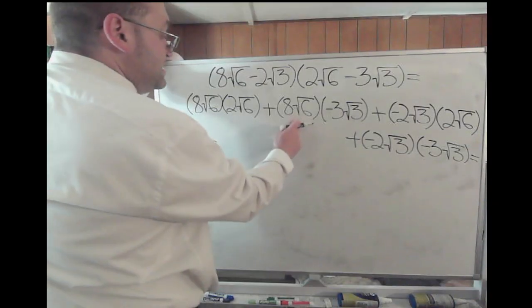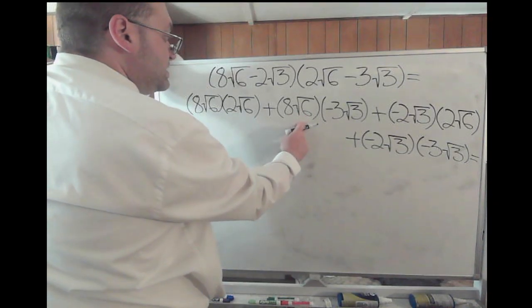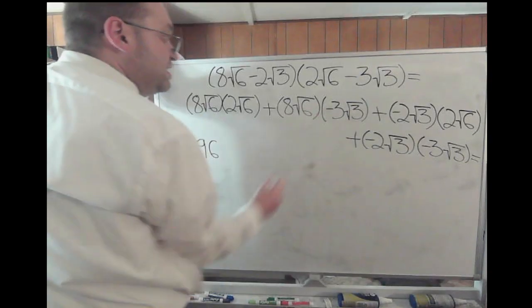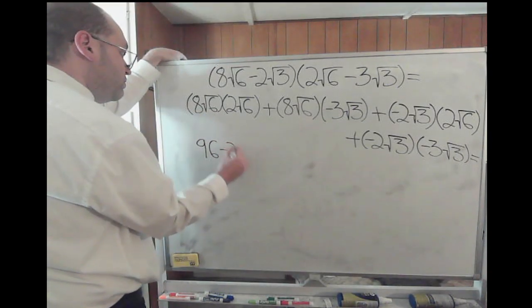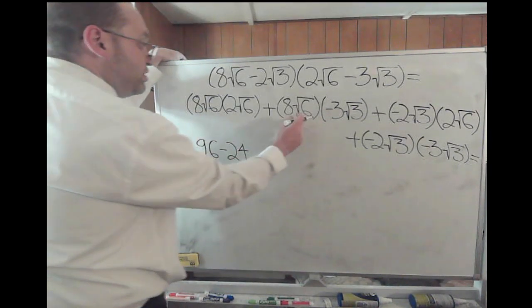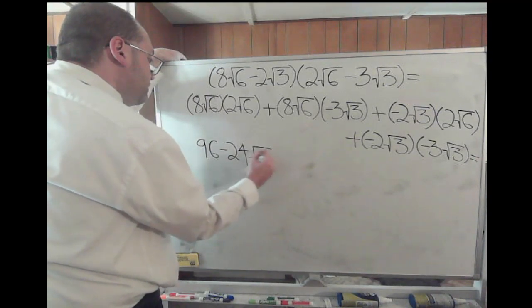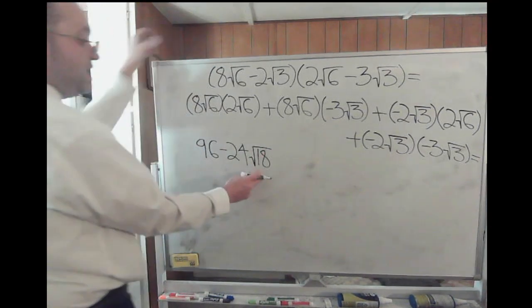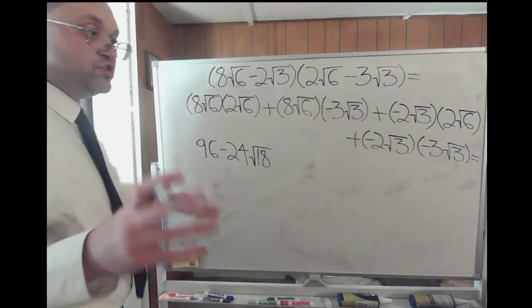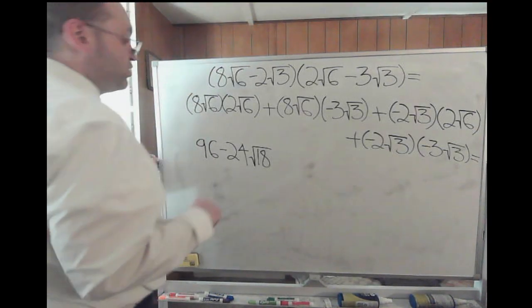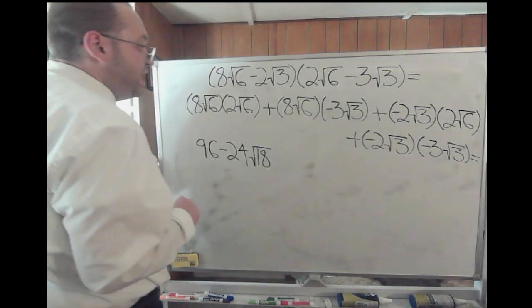Now you have 8 times the square root of 6 times negative 3 times the square root of 3. Well, 8 times negative 3, that's negative 24. Then square root of 6 times square root of 3 is going to end up being square root of 18. And no, I'm not going to simplify the square root of 18 just yet. There's a reason for that. It's going to make it a lot simpler to add and subtract.